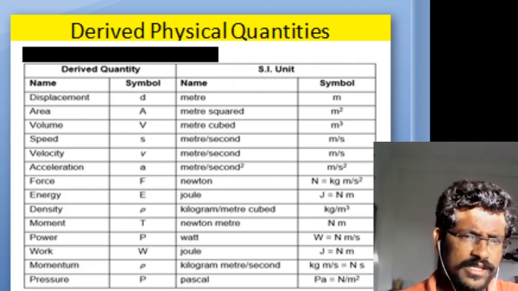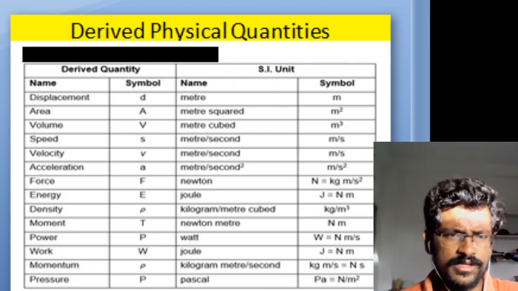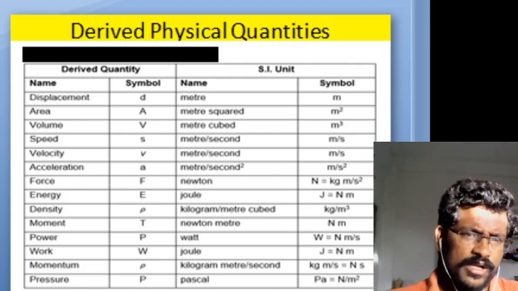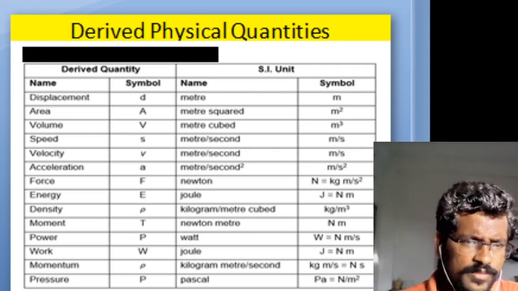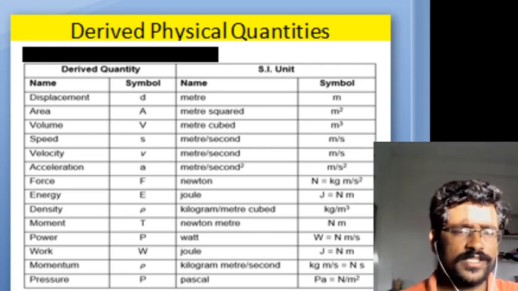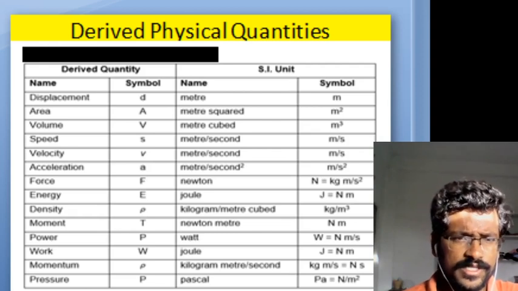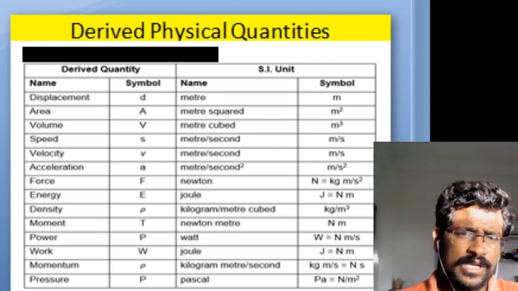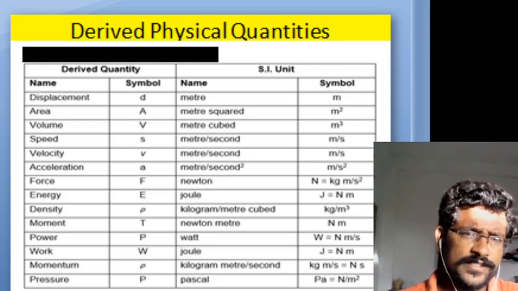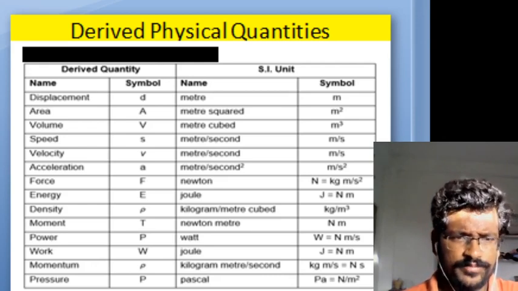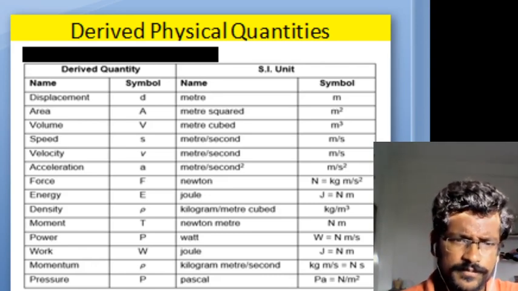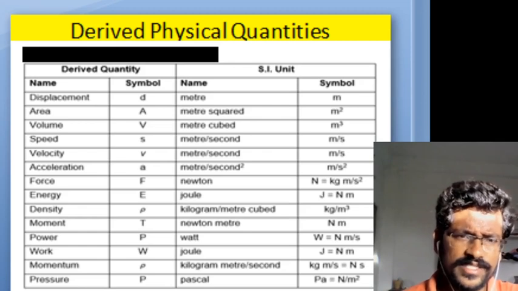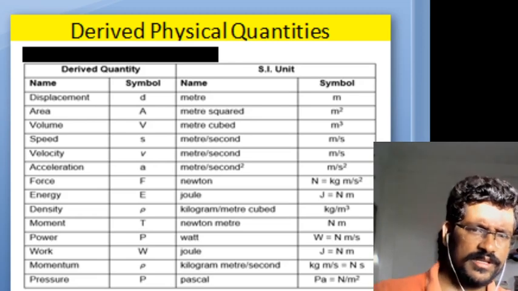Now we are going to discuss acceleration. It is the rate of change of velocity. We define velocity, speed, acceleration with respect to time. Acceleration is denoted by a. The SI units of the acceleration is meter per second square. CGS units are centimeters per second square.